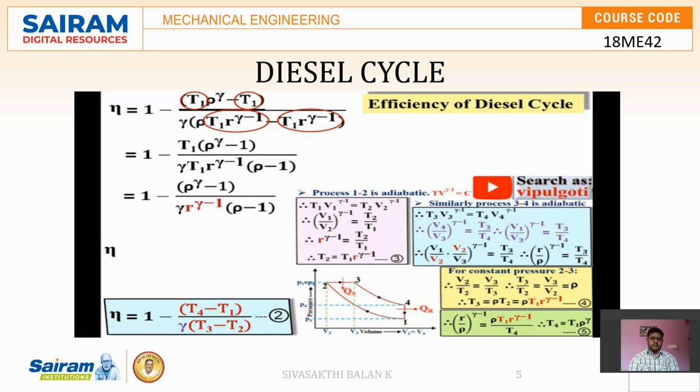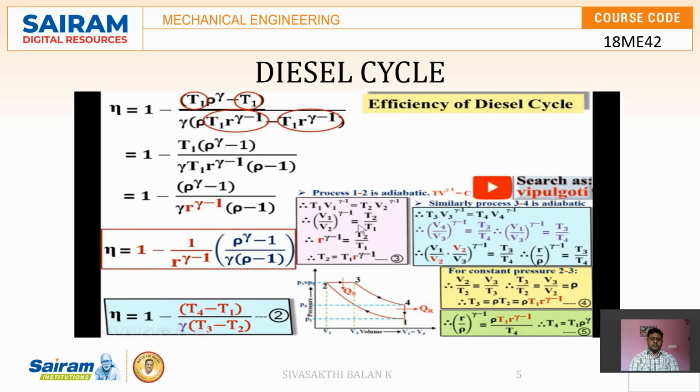So rearrange this term. I can say 1 minus 1 upon R raised to gamma minus 1, in bracket, rho raised to gamma minus 1, and gamma is over here inside this bracket, gamma in bracket rho minus 1. So this one is the final efficiency of the diesel cycle, and that you have to remember.